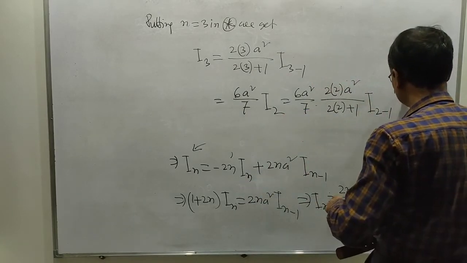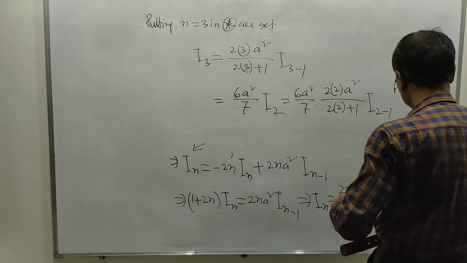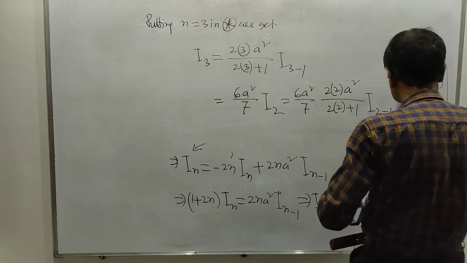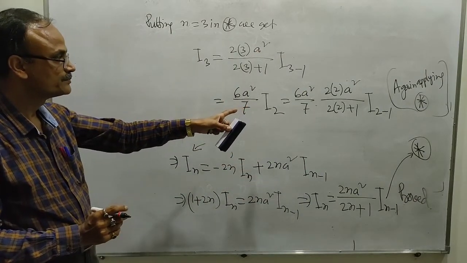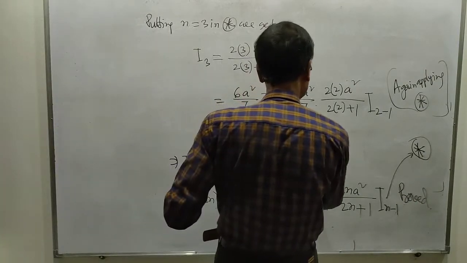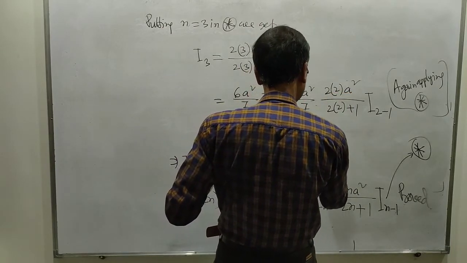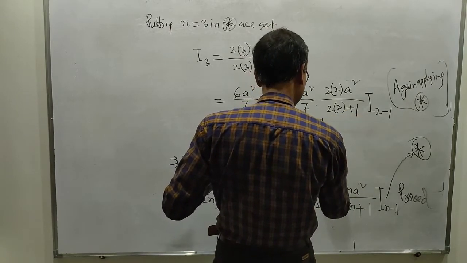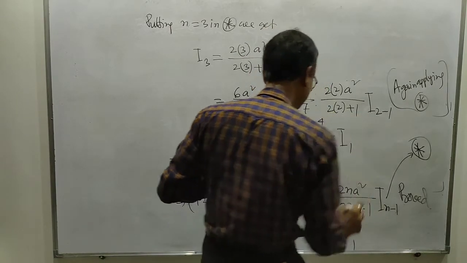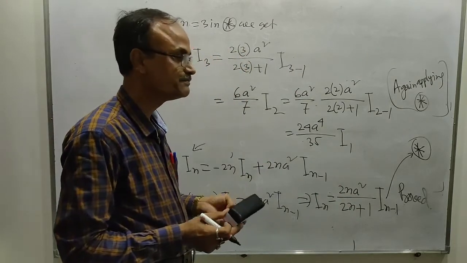Again applying star. This is equal to 2 into 2 is 4, 4 into 6 is 24 a to the power 4, divided by 4 plus 1 is 5, 35, I1.